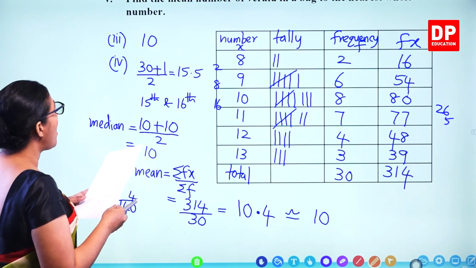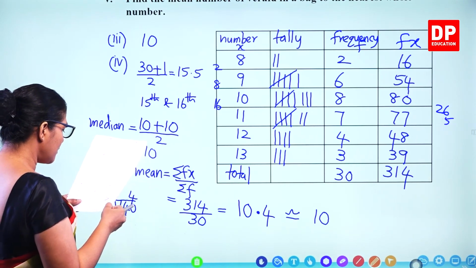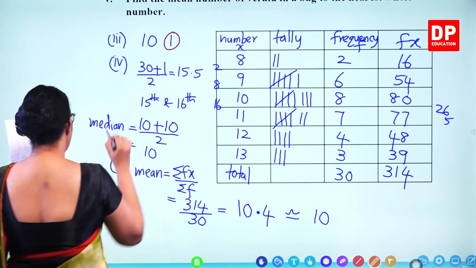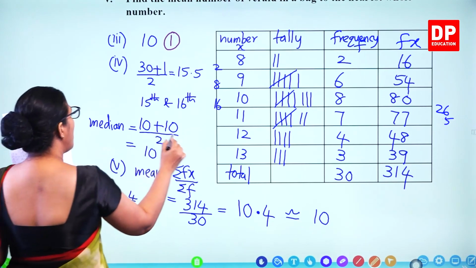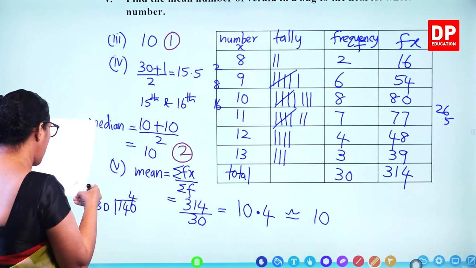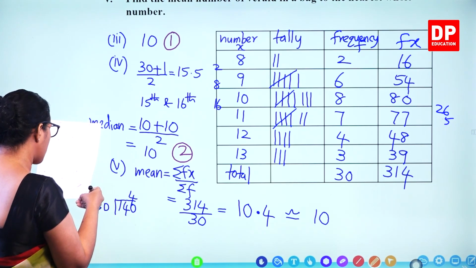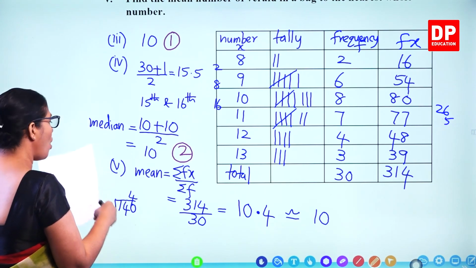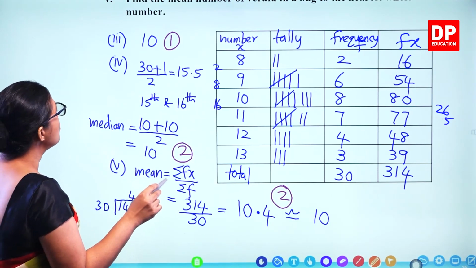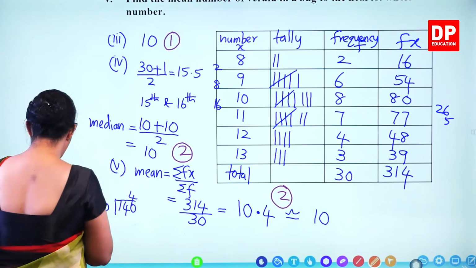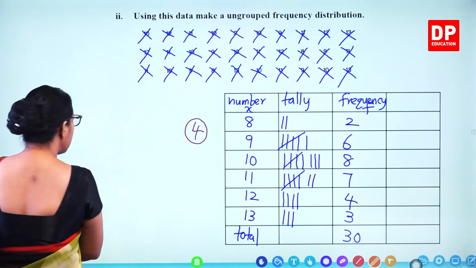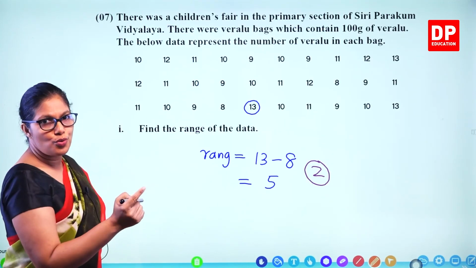So how many marks? This one, 1 mark to find out the mode. Then 2 marks to find out the median, and 2 marks for the mean. Now see whether the total is 11. 2, 2, 2, that means 5. 5 and 4, 9. 9 plus 2, 11.